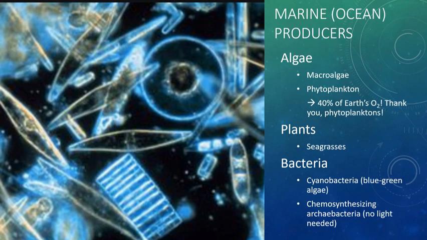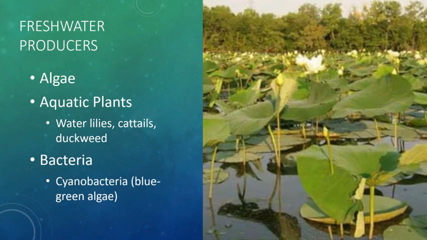Just for fun, what are some of the major producers out there that cause lots of productivity? Algae, macroalgae and phytoplankton, which make a lot of the Earth's oxygen too. Seagrasses and bacteria can produce a fair amount of biomass. In the freshwater, of course, again, more algae. Aquatic plants are good producers in freshwater, and again, bacteria.